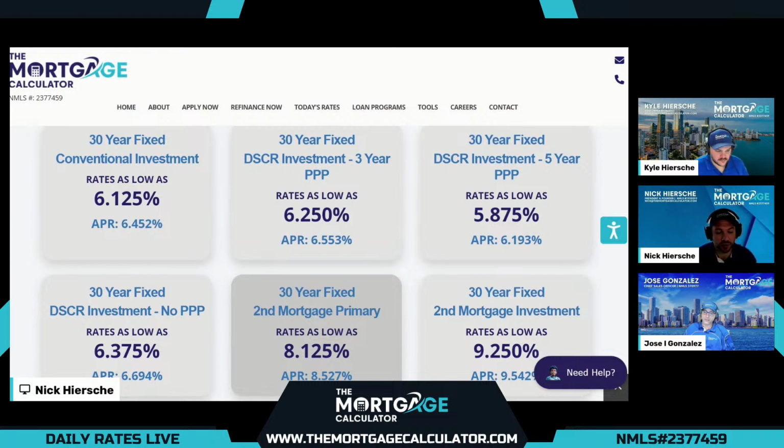Rates as low as 8.125, which is a lower rate than a HELOC, and fixed. And final APR comes out to 8.527 to get cash out of a primary home without having to touch that first mortgage. And we can use the same programs for investment properties.